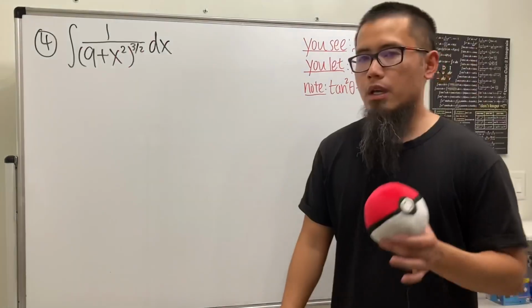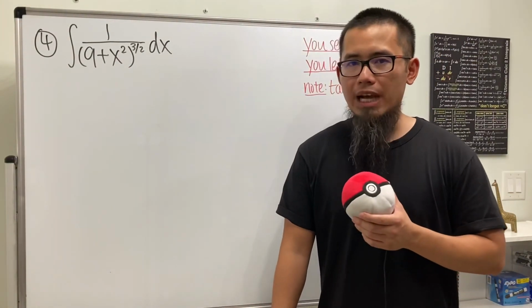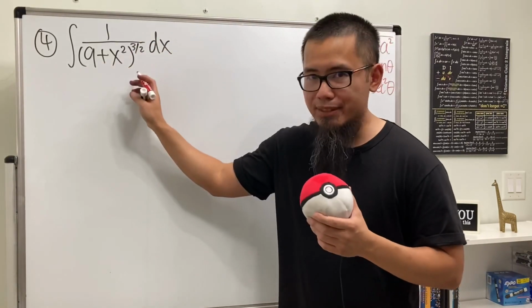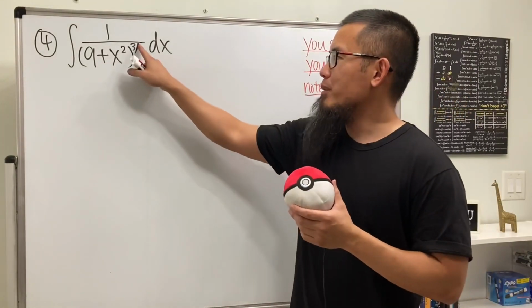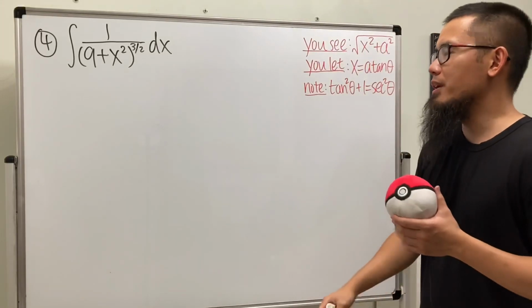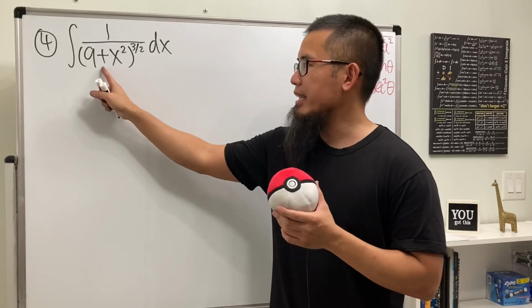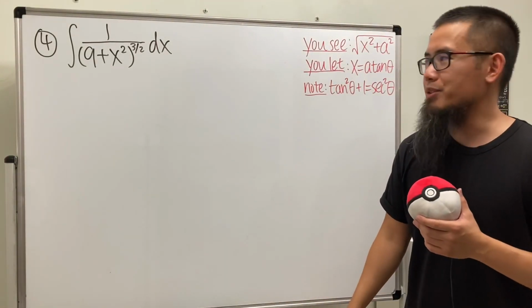So for number 4, we have the integral of 1 over 9 plus x squared, and then raised to the 3 over 2 power. So remember, the over 2 power is the same as square root. So we are still kind of in this situation. But the main part is, pay attention to that we have 2 terms and we're adding, and this is the sum of 2 squares. Then we use the tangent substitution.